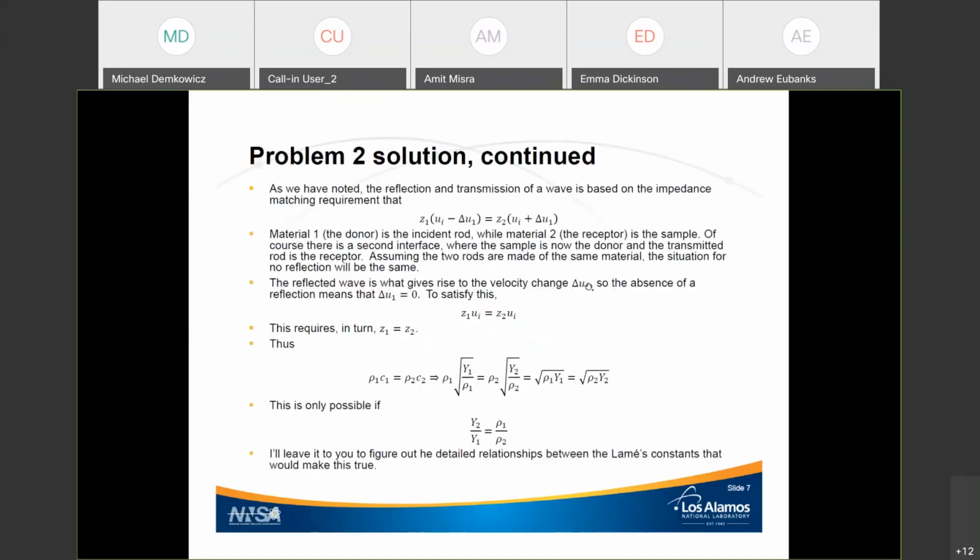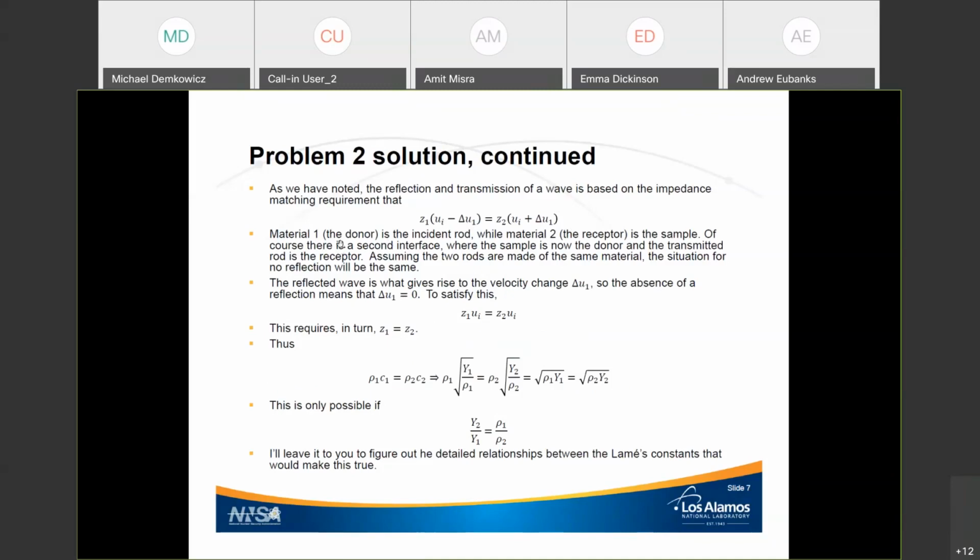Okay, so now the second part, we're back to impedance matching again. Same equation, except this time the receptor material, the sample, does not have zero impedance. So these have finite values on the right and left-hand side of this equation.